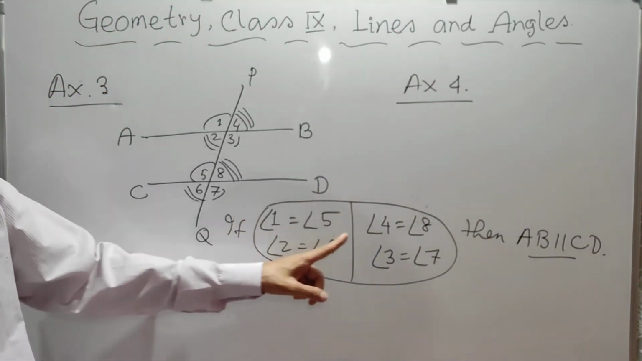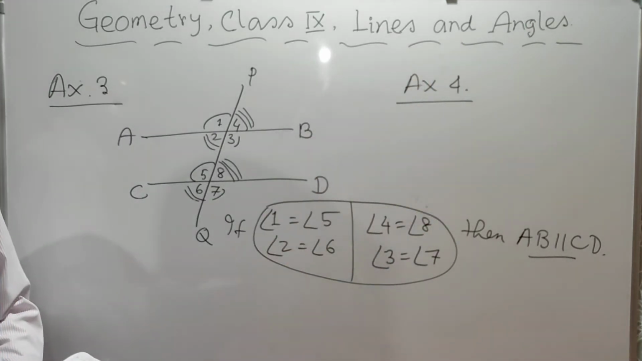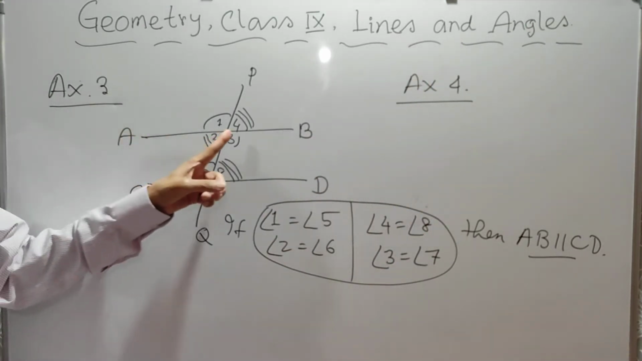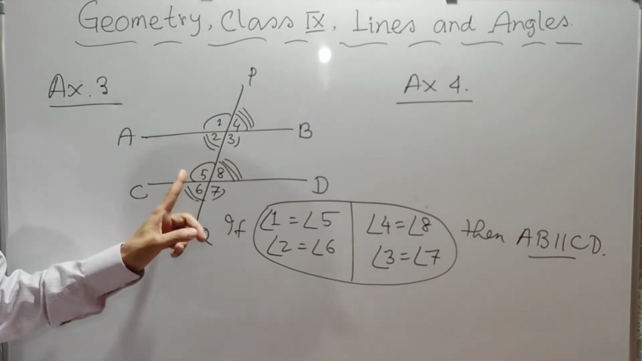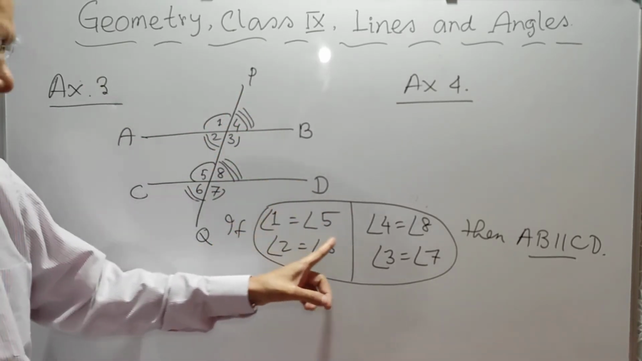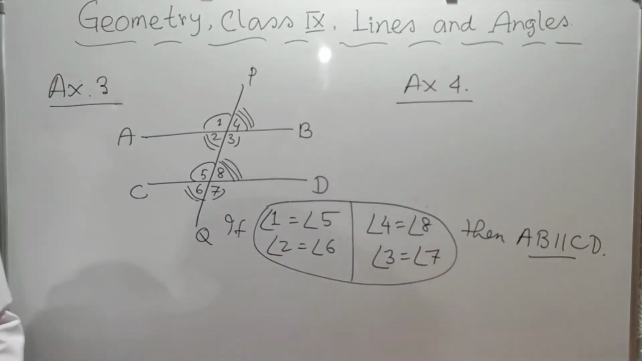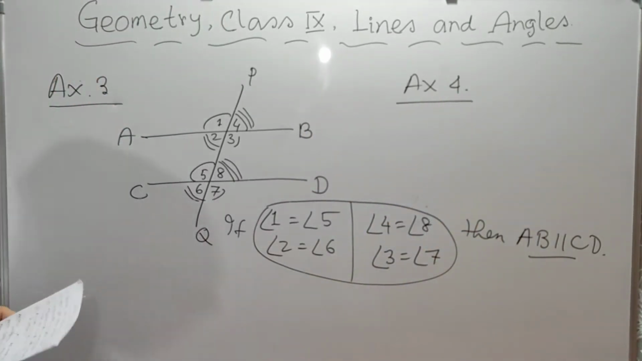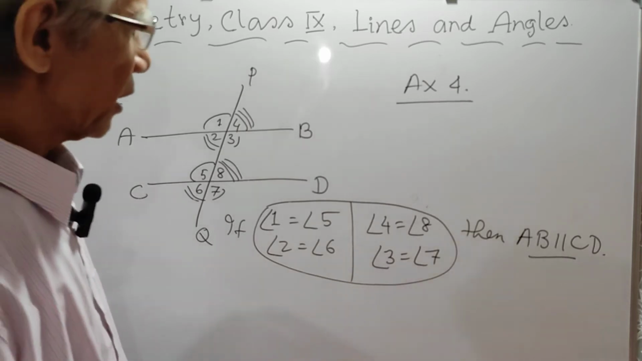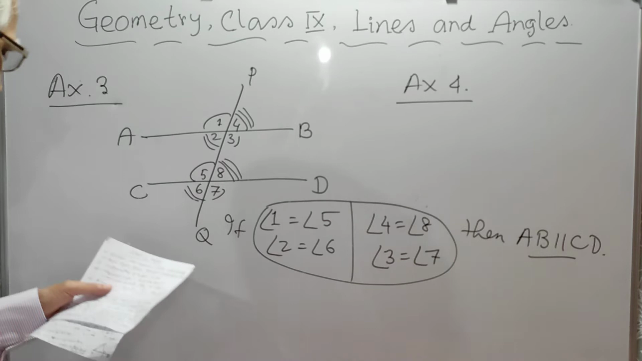If corresponding angles are equal, then the two lines must be parallel. That is axiom 4. So axiom 3 is: if AB and CD are parallel, then corresponding angles are equal. Just the converse: if corresponding angles are equal, then the two lines must be parallel. So these are the 4 axioms in this chapter. As I told you, you'll be frequently using them in proving theorems and riders.